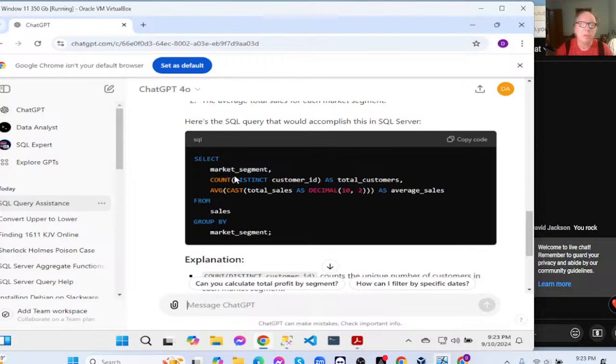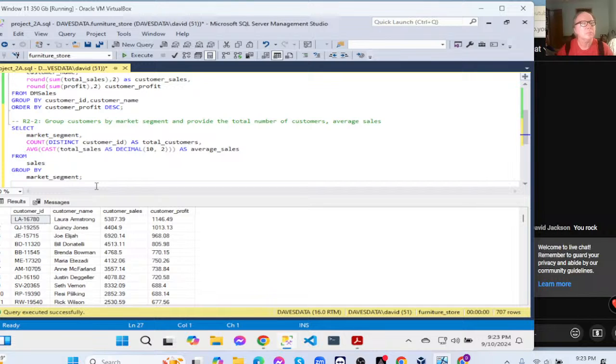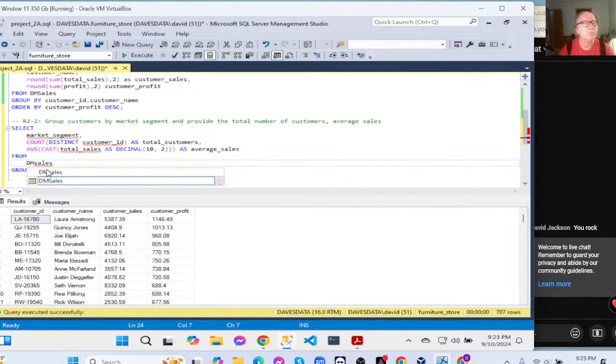Now, here's where we run into the dilemma. Okay, so you can see I was close. Now this is interesting here, cast as a decimal. I haven't done that before. But on market segment, count distinct customer names as total customers.